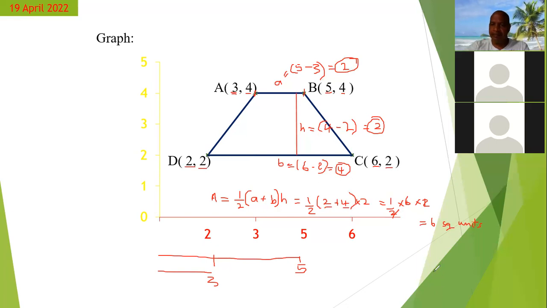Miss Green? Yes, sir. Right, so you would know you can cancel. So you cancel this 2 with this 2. So all you have remaining is a 6 here. So that gives you 6 square units. And that's all there is to it. So you're good with that now? Yes, sir. All right, so with that said, we can clear what we have here and continue.